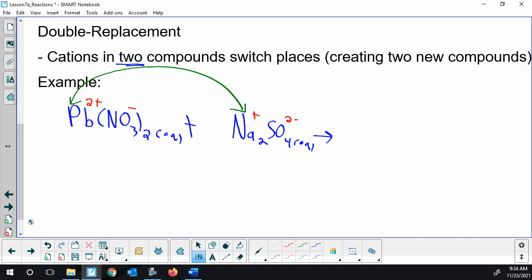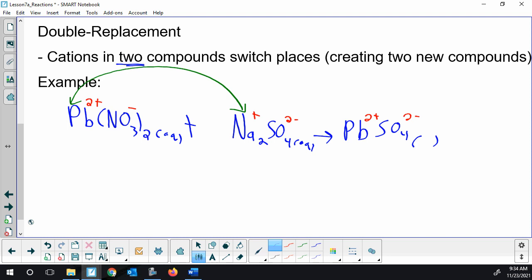Okay. So let's start this replacement. I'm going to take the lead, Pb. I'm going to remind myself that's 2 plus. And that's now going to be paired up with the sulfate after we do our first replacement, SO4, and that's 2 minus. That's kind of convenient. We got a 2 plus, we got a 2 minus, so I don't need any subscripts here. +2, -2, they balance each other out.